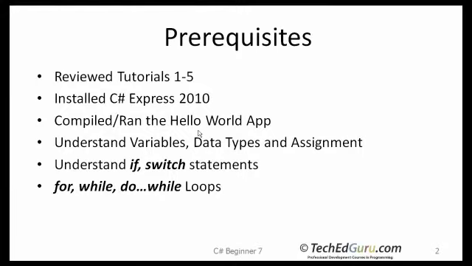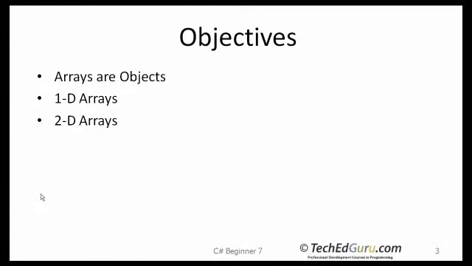I hope you have looked at my earlier tutorials, 5 of them, which discuss installing C#, compiling and running a simple application, understanding variables, data types, and assignments, understanding if, switch, and the loop statements. The objectives of this lesson are arrays. I will discuss both 1 and 2-dimensional arrays.